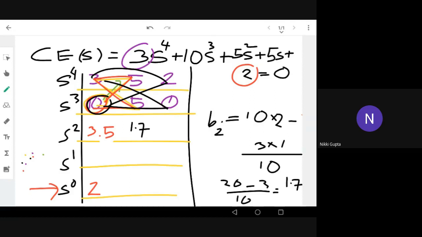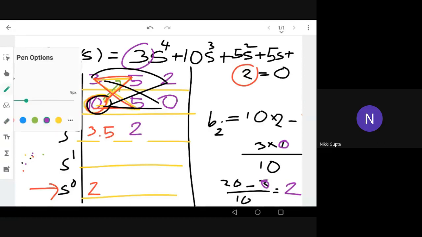Is there anything wrong here? 10 into 2 minus 3 into, okay, 0. That is not 1. That is 0. This is actually 0. I had wrongly written it here. So 3 into 0, right? So 20 minus 0 divided by 10 is nothing but 2. So this is not 1.7. This is 2.